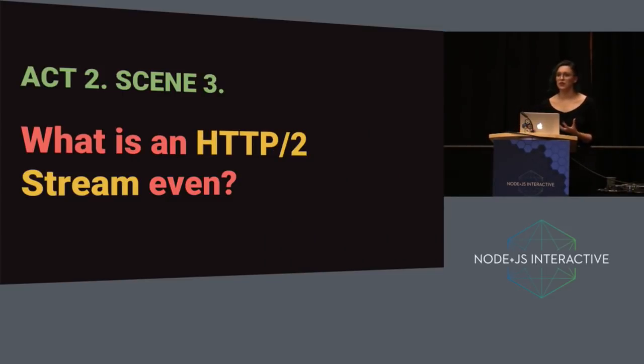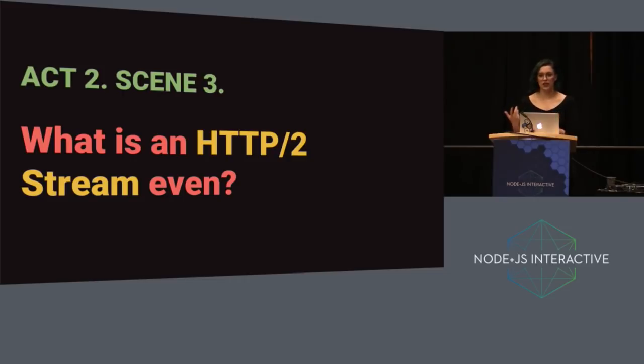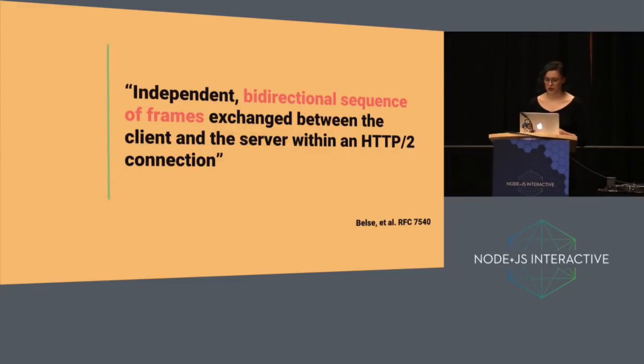We talked about the fact that a single connection carries multiple streams, and we want to look into what an actual stream is, what you can do with this stream information, and how it is different. A stream is an independent bidirectional sequence of frames exchanged between a client and the server in an HTTP2 connection. I got that straight from the RFC, but this was actually a good explanation. Everything else in the RFC was very confusing. This was good.